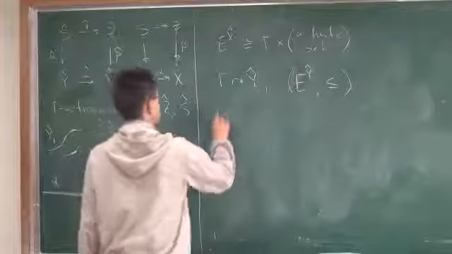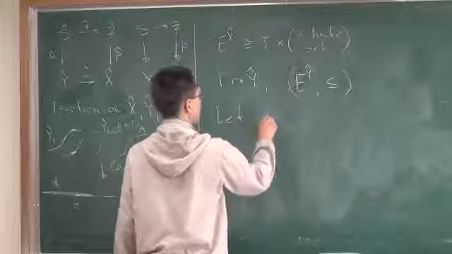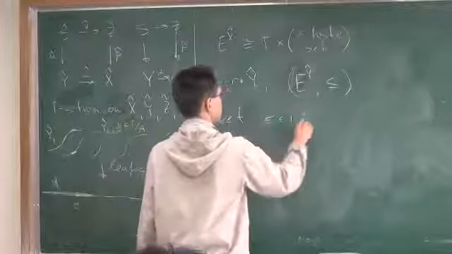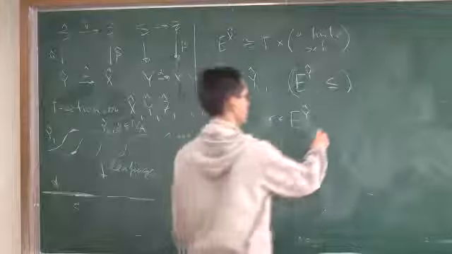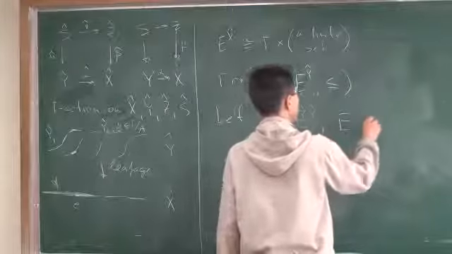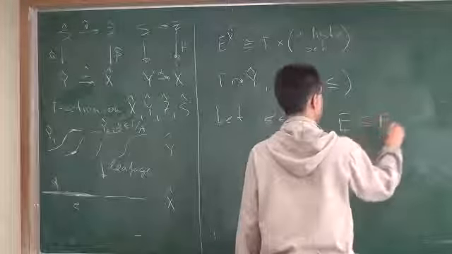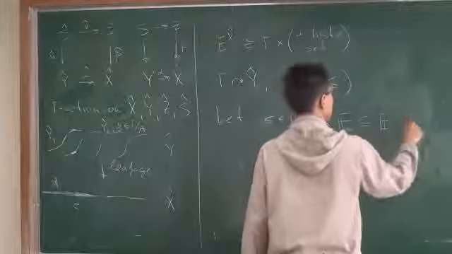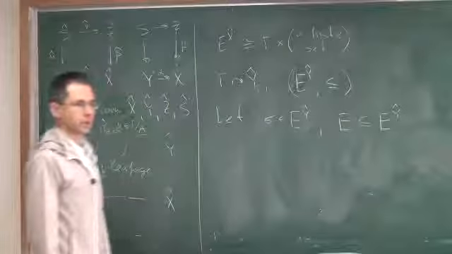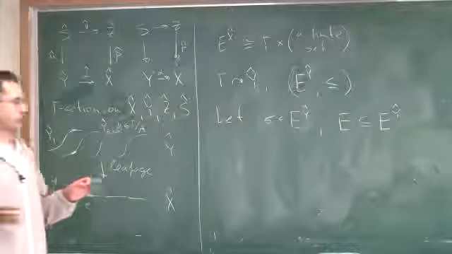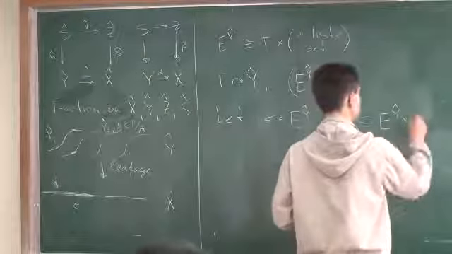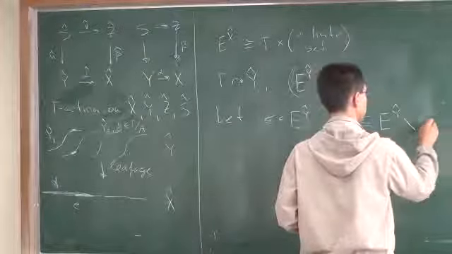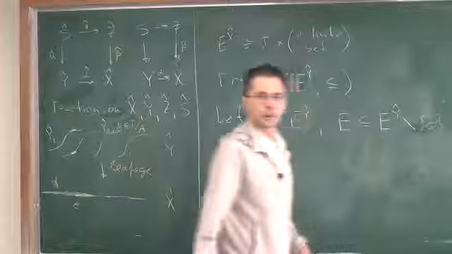So let sigma be one edge. It's an edge in y hat, and let E be some set of edges in y hat. So consider this situation. You pick some set of edges, and you also pick some edge. Let's assume they are different. So sigma is not in E. They are disjoint.